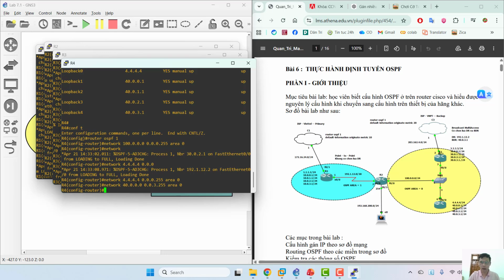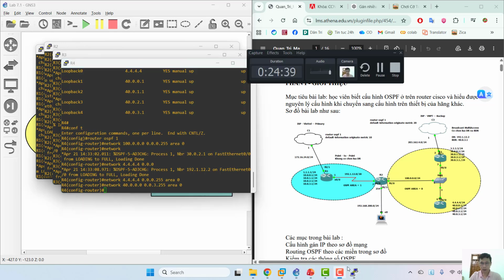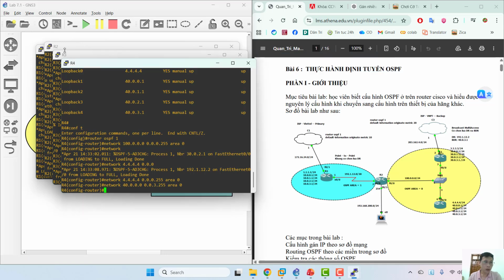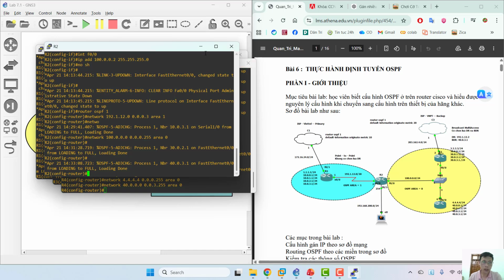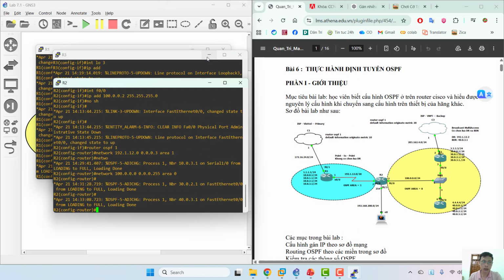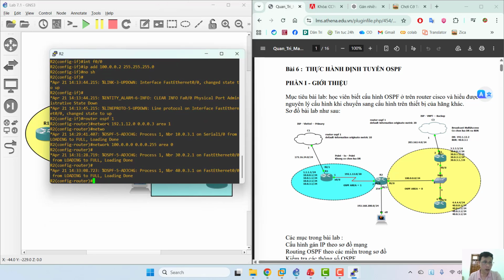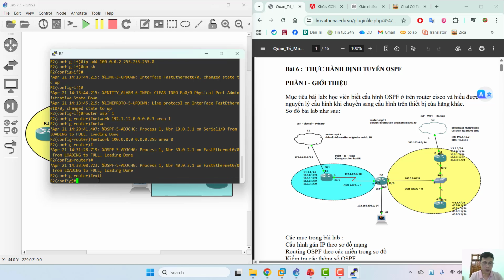Now we go to the checking of the parameters, whether they are wrong or right. Now we go to router number 2 here. We check the neighbors. So we enter a line here. We enter show ip ospf neighbor.